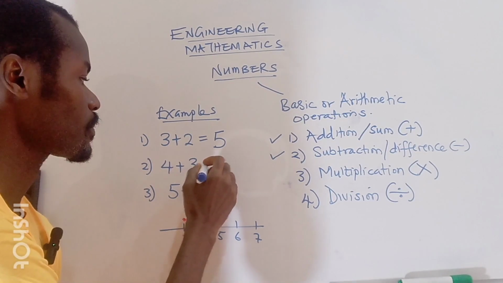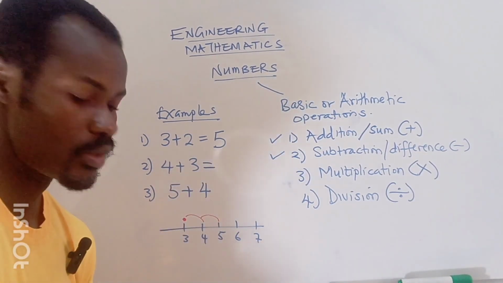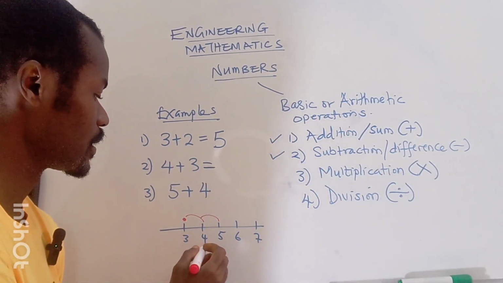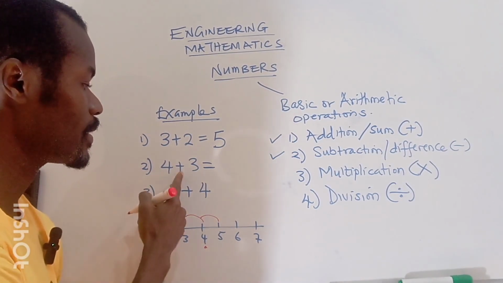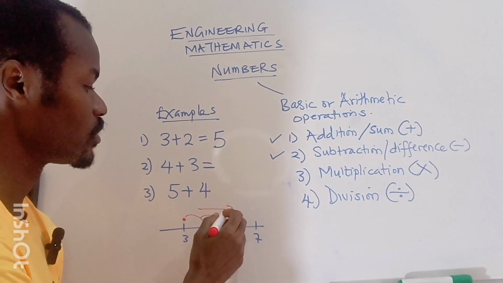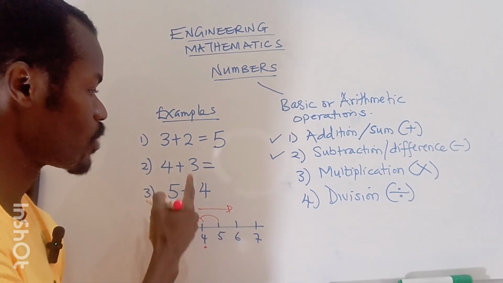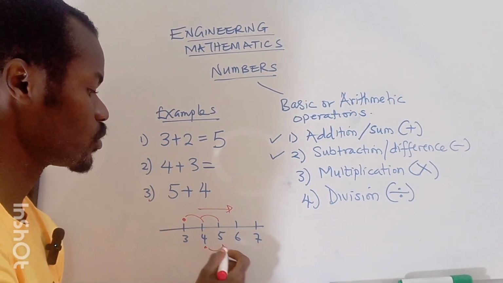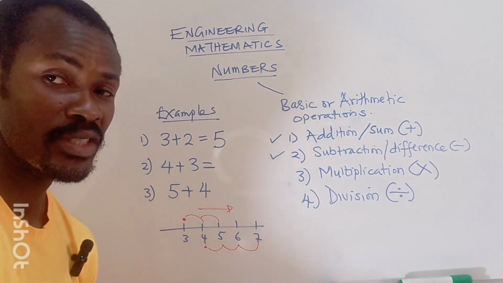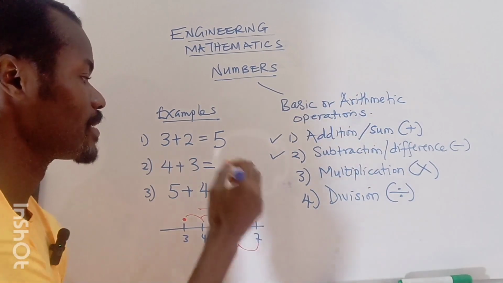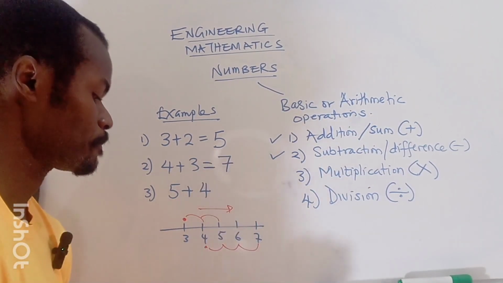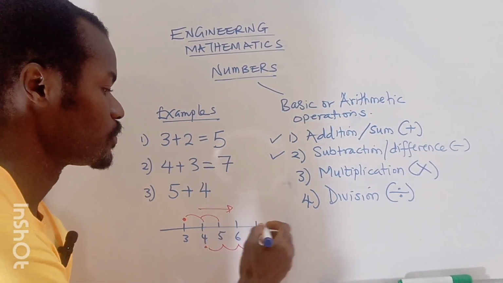We have 4 plus 3. So all we need to do is, this is 4, we have to identify it. Plus 3 means we are moving to the right, just like we moved here. We are moving 3 times, so 1, 2, 3. Since we stopped at 7, the answer here becomes 7.